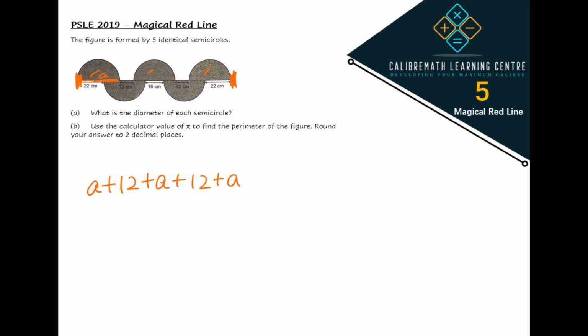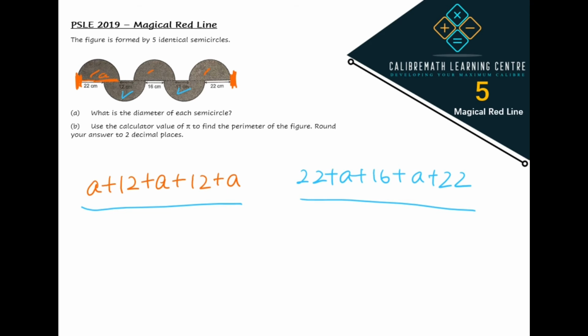And if we put our focus on the bottom 2 semicircles here, we can get 22 plus A because it's the same semicircle, they are all identical. And then plus 16 plus A plus 22. And since we know that the left-hand side and the right-hand side are actually talking about the same length, we can equate them. And then you can solve this question using your magical red line.